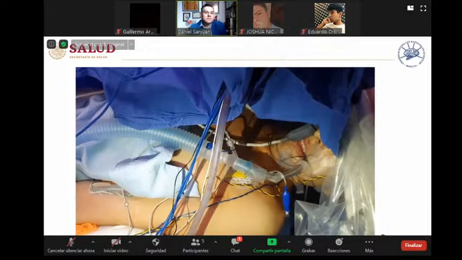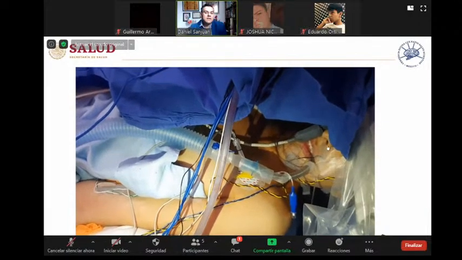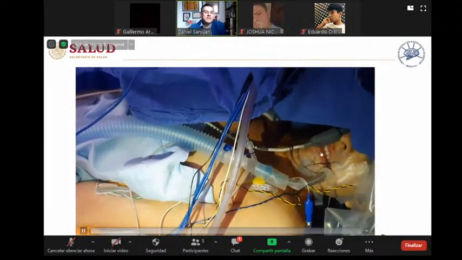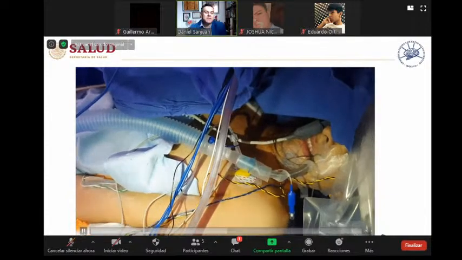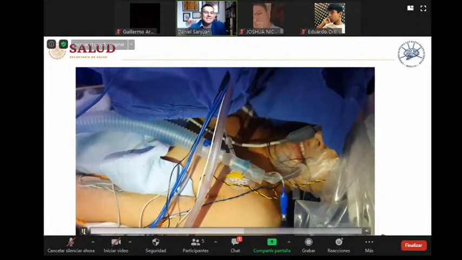You can see that the tongue is moving with the electrical stimulation, so the area is very focalized.